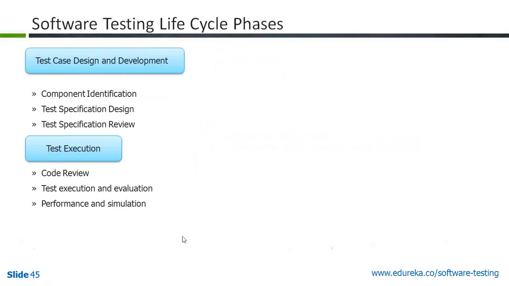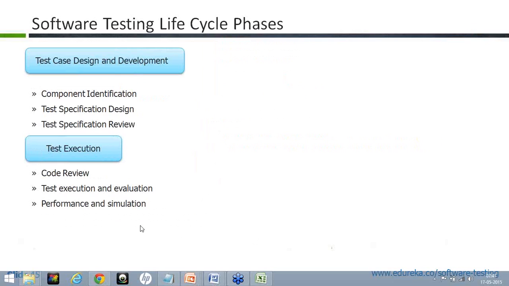Now, what is the other activity that we do in the software testing life cycle? It is the test case design and development. So what are the things that we do? Test case design and development is nothing but test case writing. So what is it that we do? Component identification. What is component identification? You will have to understand the modules.